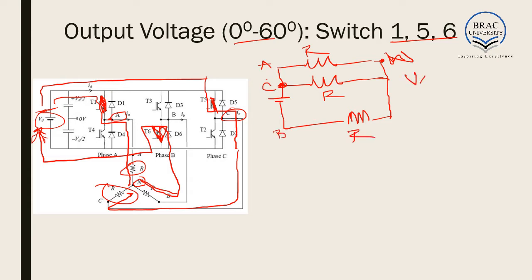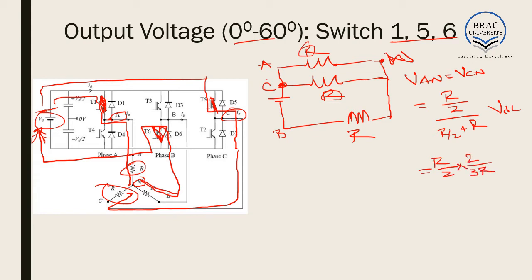Now VAN would be equal to VCN since they are parallel. Since these two resistors are parallel, the equivalent resistance of them would be R by 2, and the total equivalent resistance would be R by 2 plus R. So VAN is R by 2 divided by (R by 2 plus R), times VDC, which is 1 by 3 VDC. So we get VAN equal to VCN equal to VDC divided by 3.